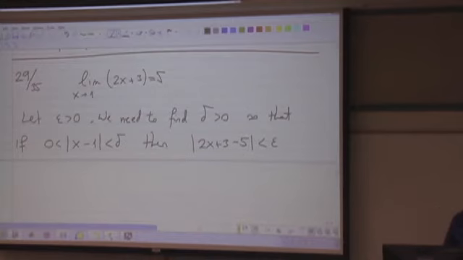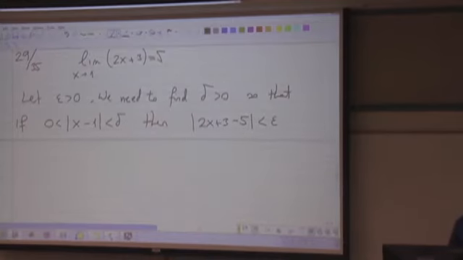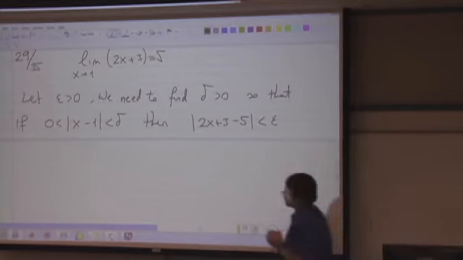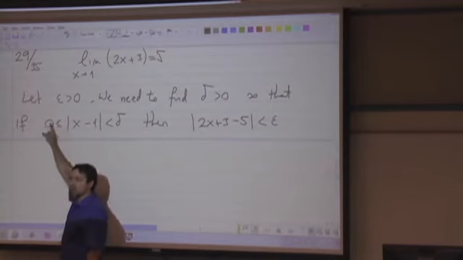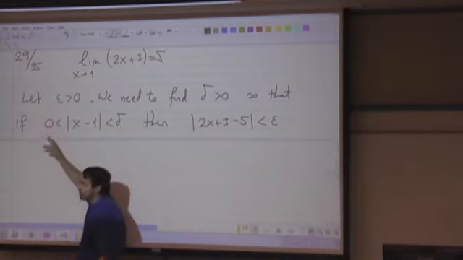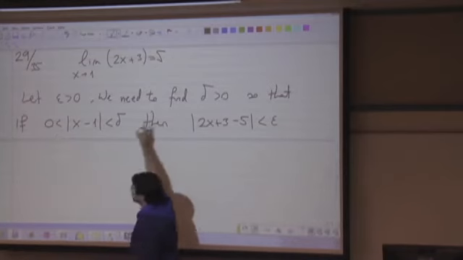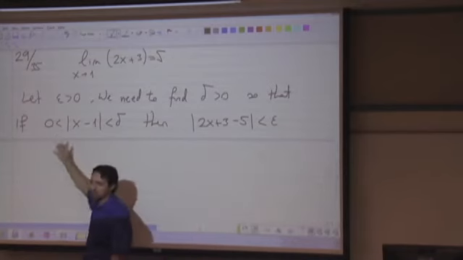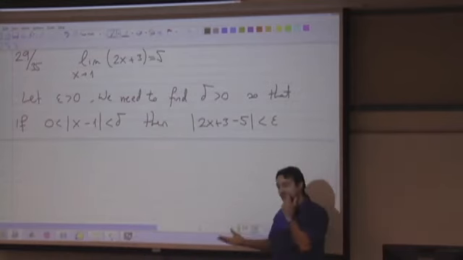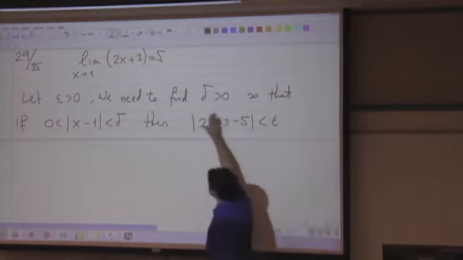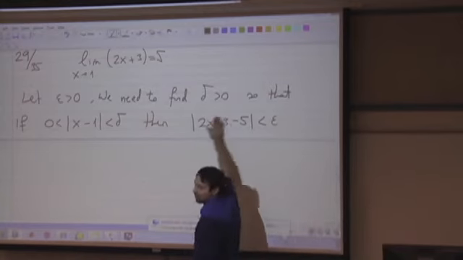Alright, so now, let's see. What else do we need to do? Well, here's the thing. We are given epsilon. We're saying let epsilon be bigger than 0. I don't know what it is, okay? But I have it. So the point is I need to find some sort of a delta that's going to be in relation to the epsilon for which this holds. And because epsilon is given to me, technically I have this relation.